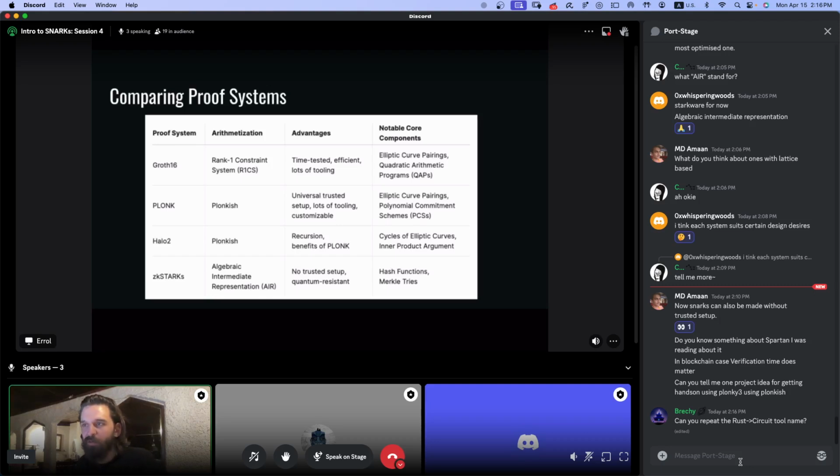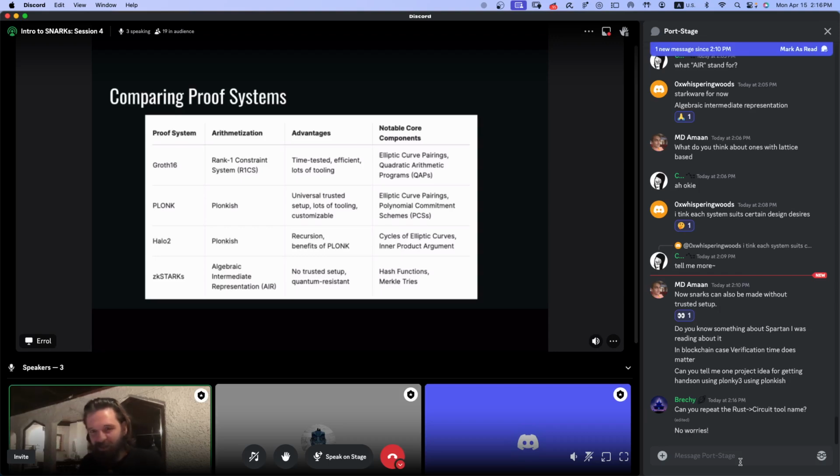The Rust circuit tool name I think is SP1. It's not C1. I thought it was SP1. I'm trying to remember the name of the company as well. I would recognize it, but I can't say it right now. I'll find that afterwards and drop it in the chat.